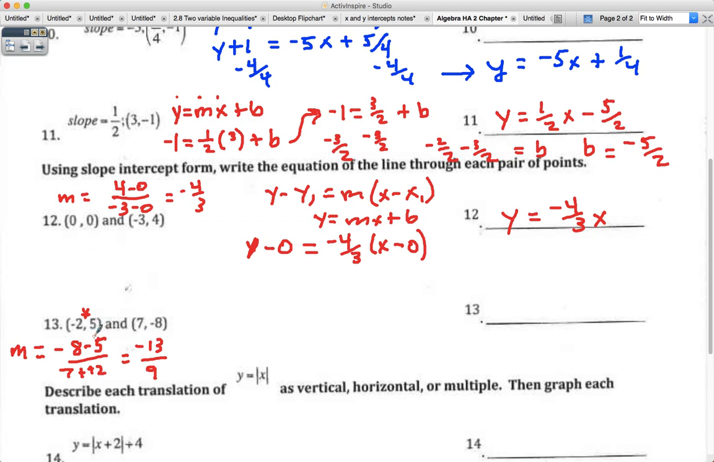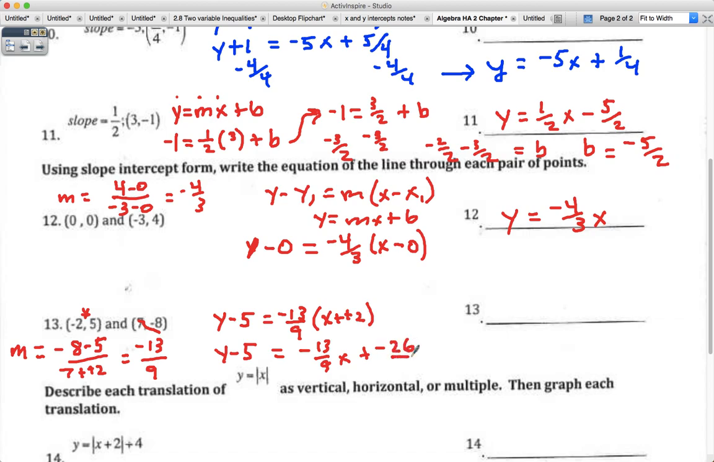So I'll use -2/5. But just remember, I just used one point, so I'm going to just cross out the other. I don't need it. So y minus 5 equals m, which is negative 13 over 9, times x minus negative 2. That becomes plus now. This becomes y minus 5 equals negative 13 over 9x plus negative 13 times 2, which would be negative 26 over 9.